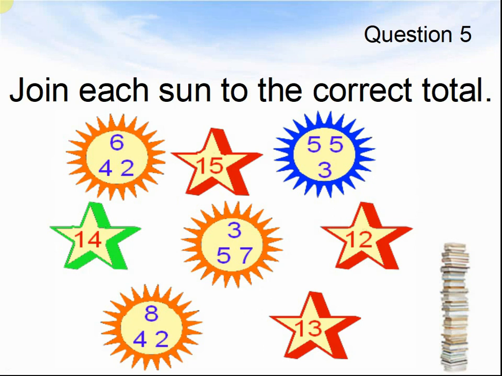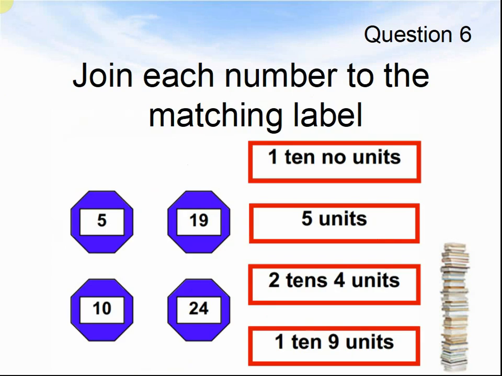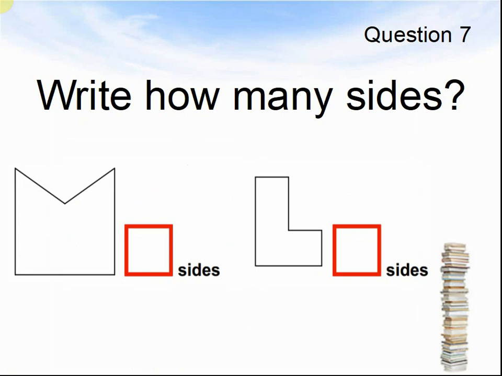Here comes question 6. Join each number to the matching label. Pause the video until you are ready for question 7. Here comes question 7. Question 7. Write how many sides each shape has. Pause the video until you are ready for question 8.